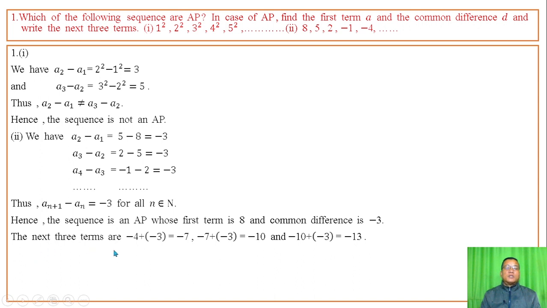The next three terms: the last term is minus 4, add the common difference minus 3, absolutely minus 7. Next to minus 7, adding minus 3 is minus 10. And minus 10 plus minus 3 is minus 13. The next three terms are minus 7, minus 10, minus 13.